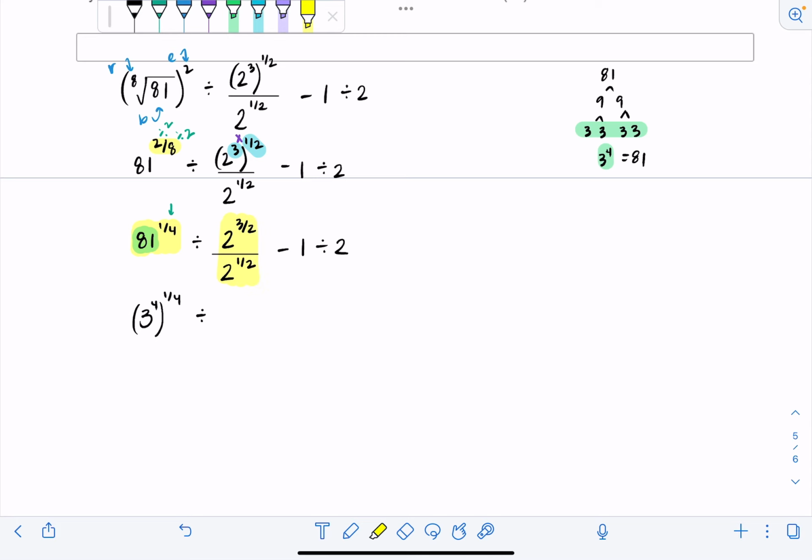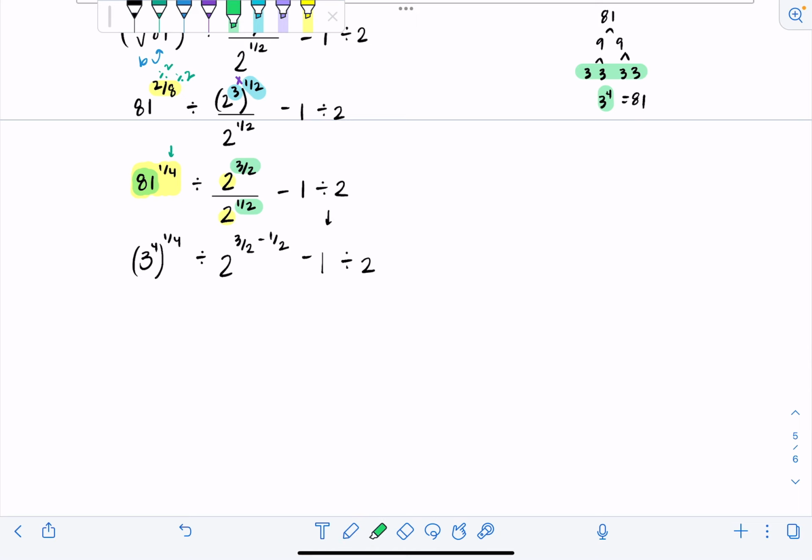So I have a quotient with the same base, 2 and 2, so I can subtract the exponents. So this would become 2 to the 3/2 minus 1/2. And then I'm going to copy down the rest of the problem. So minus 1 and then divided by 2.